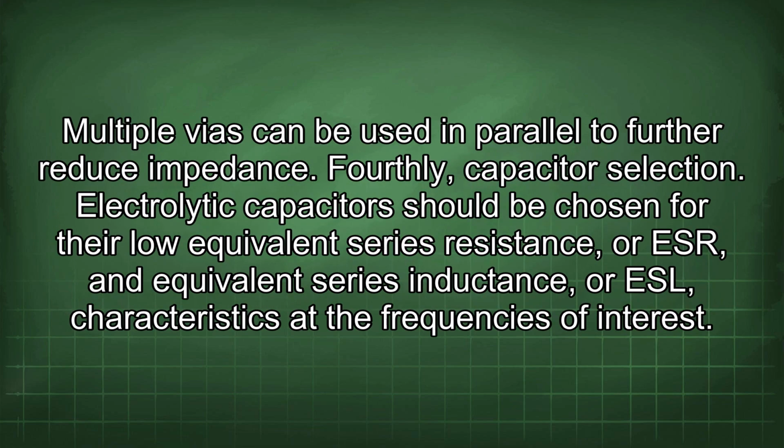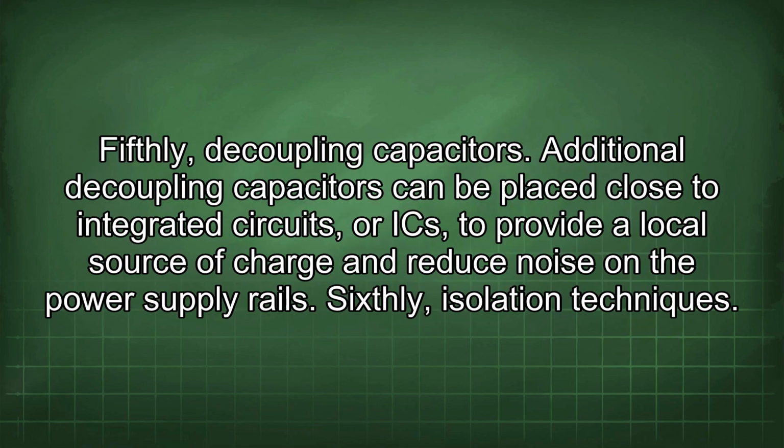Multiple vias can be used in parallel to further reduce impedance. Fourthly, capacitor selection. Electrolytic capacitors should be chosen for their low equivalent series resistance, or ESR, and equivalent series inductance, or ESL, characteristics at the frequencies of interest. Fifthly, decoupling capacitors. Additional decoupling capacitors can be placed close to integrated circuits, or ICs, to provide a local source of charge and reduce noise on the power supply rails.